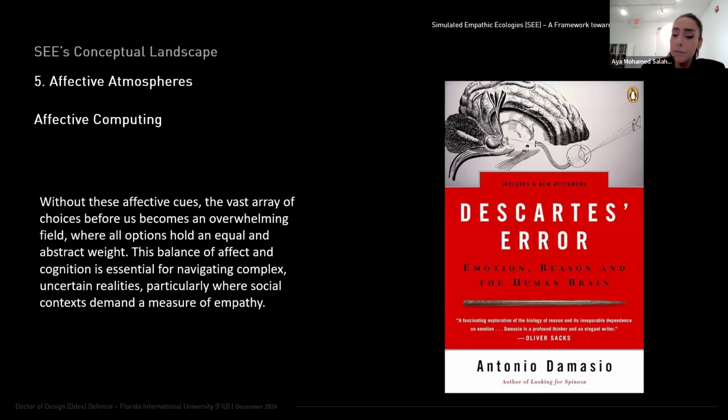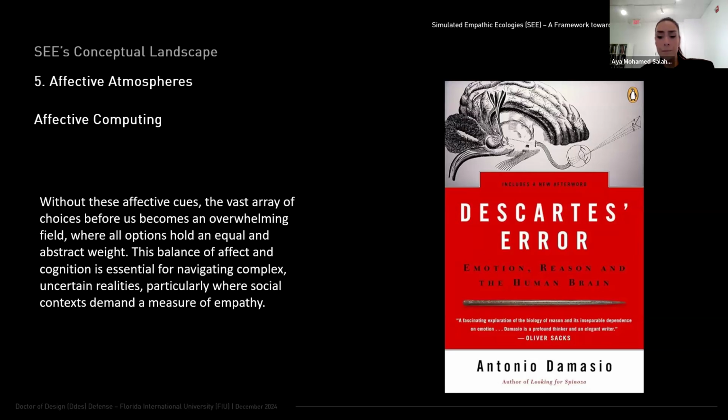Damasio draws from a groundbreaking concept he terms somatic markers, which he identifies as physiological cues like gut feelings, things that shape our judgments and give different kinds of values to our decision making. He found it to be profound to this decision-making process.